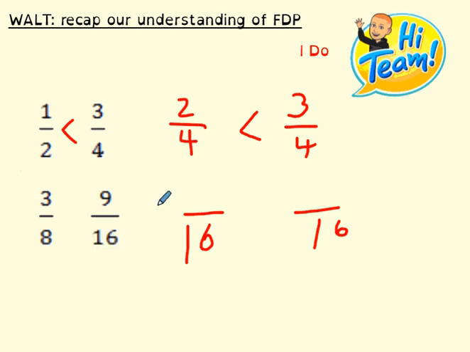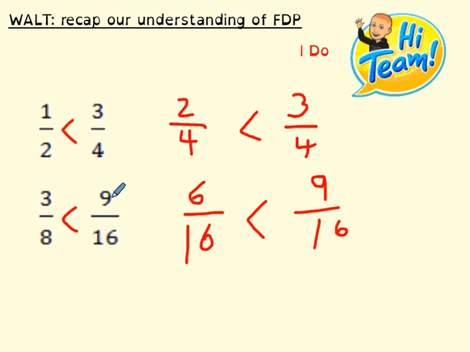Eight times 2 is 16, so 3 times 2 is 6. 16 remains the same, so 9 remains the same. So I can put my less than symbol in again. So 3/8 is less than 9/16.